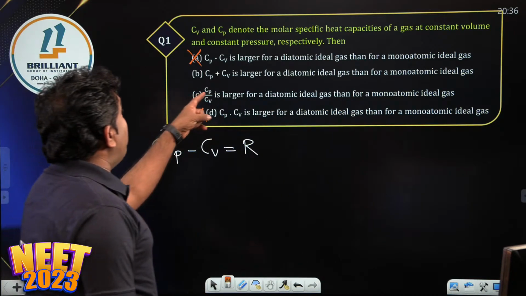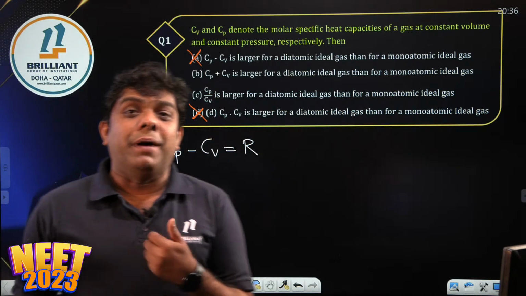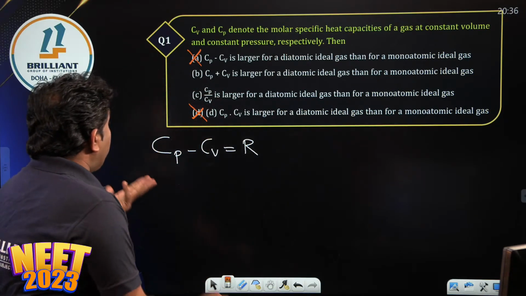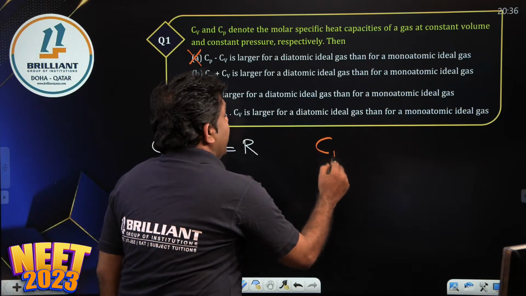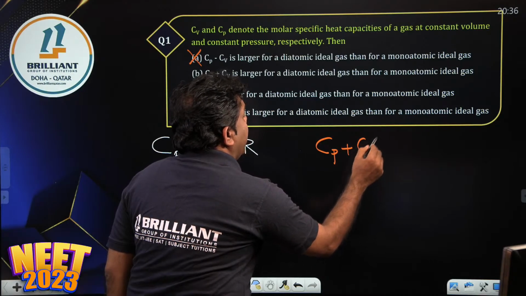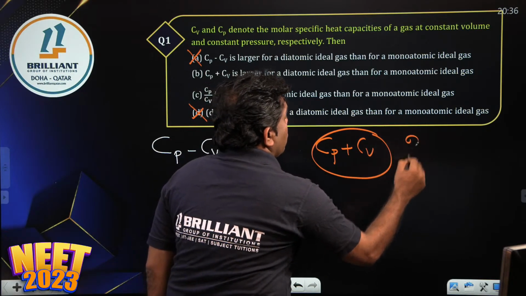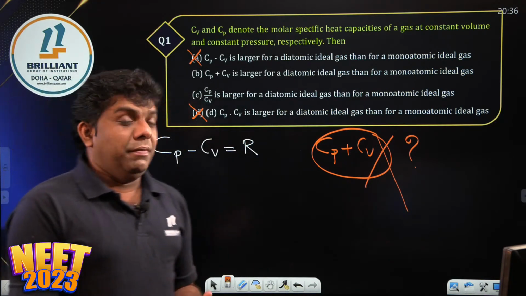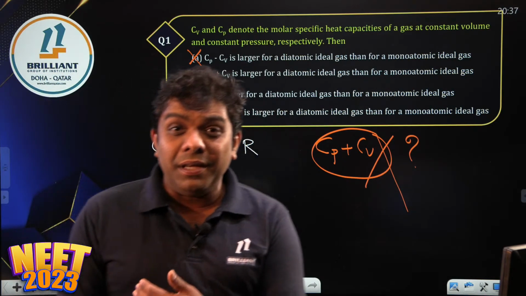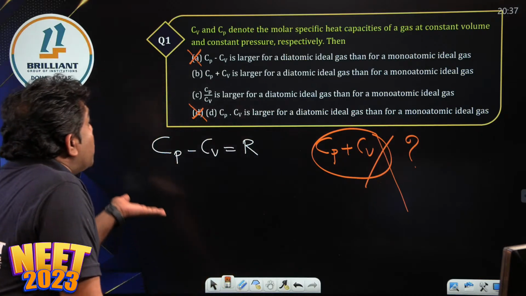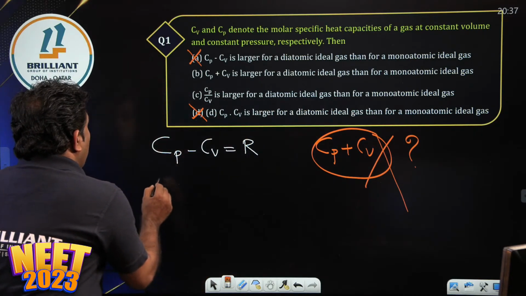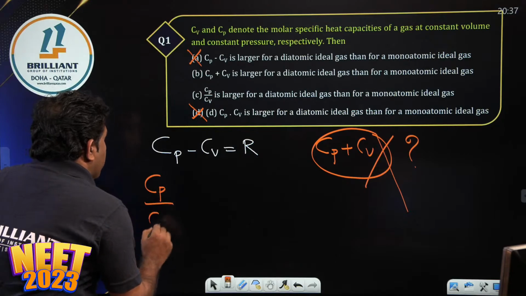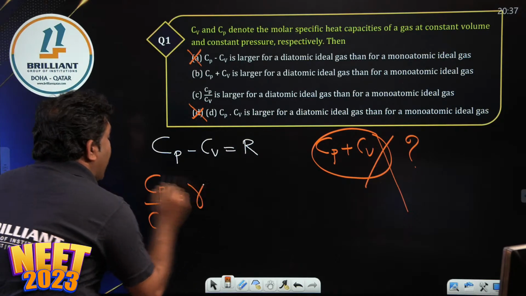Now we have Cp plus Cv and Cp by Cv. Cp plus Cv is meaningless. It does not stand for any term in physics. Now, we have Cp by Cv. What is Cp by Cv? Cp by Cv is the ratio of specific heats. We know Cp by Cv is equal to gamma.